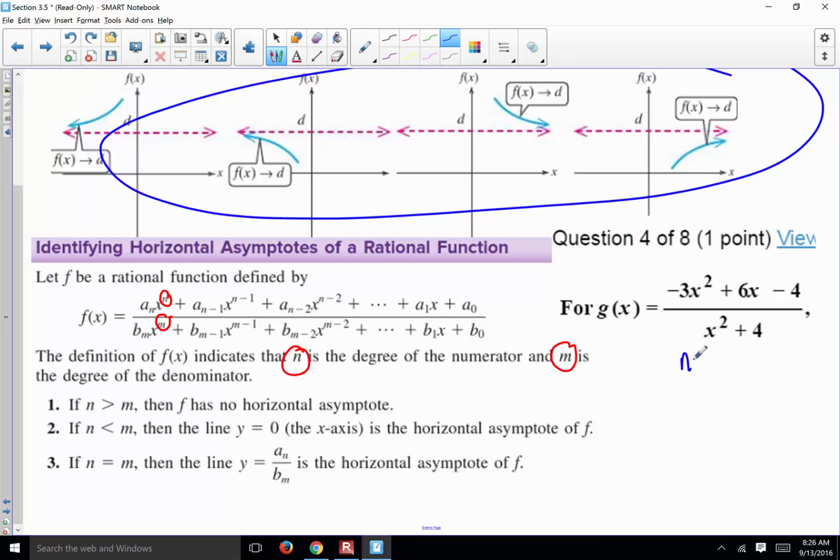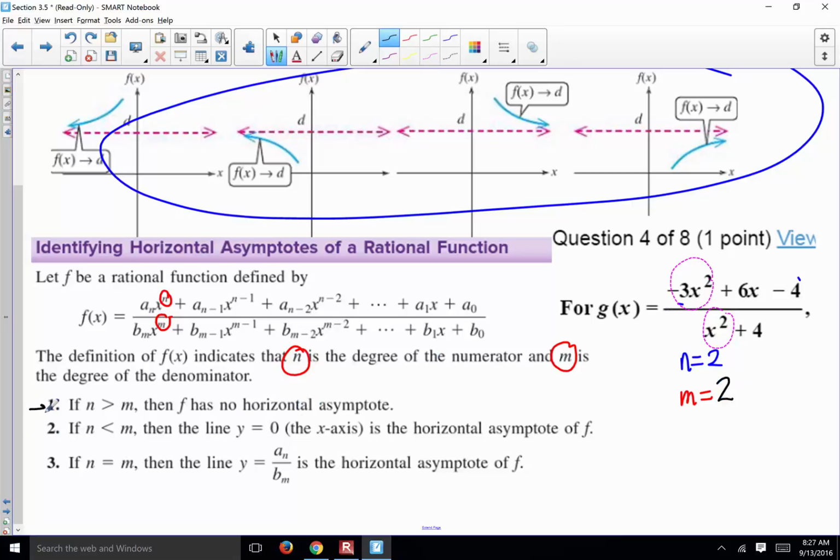So what is n in our question? Largest exponent of the numerator. This is the numerator. What is the biggest exponent you see? 2. What is m, which is the biggest exponent of the denominator? It's these guys again. It's 2 as well. Then what do we do with these numbers?